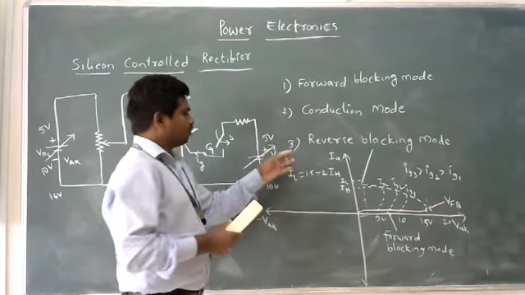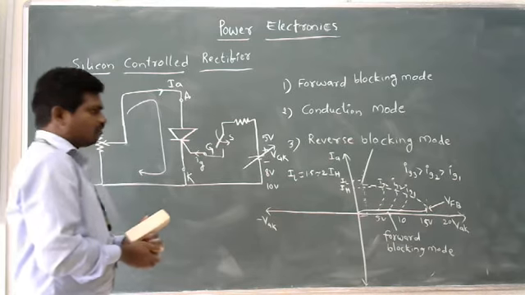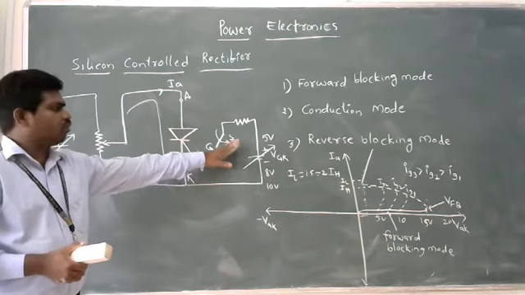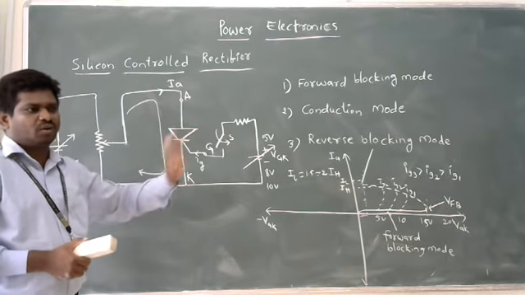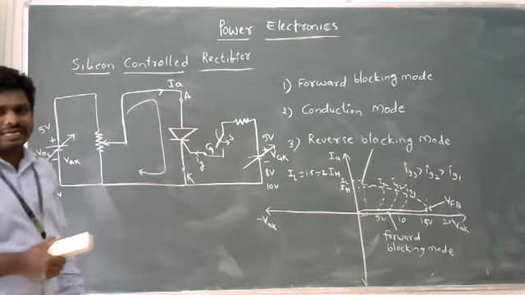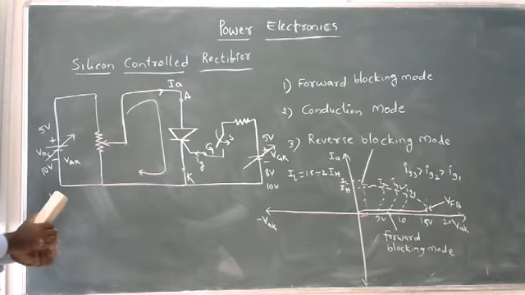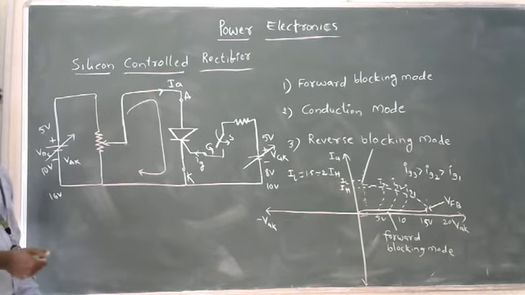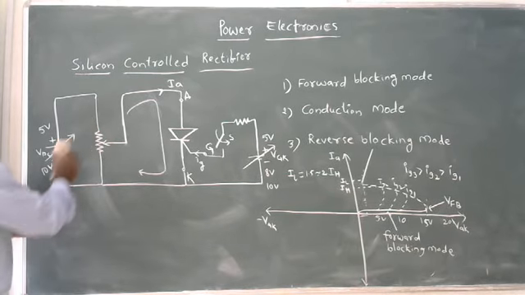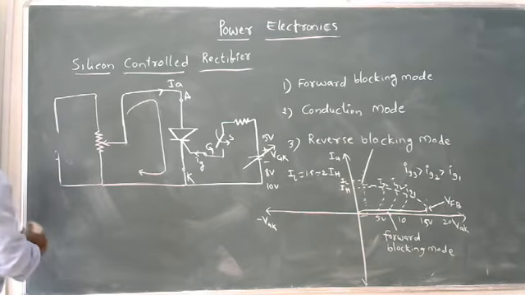Okay, we'll go for the reverse blocking mode of operation. Reverse blocking mode means we do not use any gate terminal here. We are simply opening the switch; we don't apply any voltage across the gate and cathode. We just apply voltage across the anode and cathode, but in reverse manner, meaning the battery terminals are interchanged, plus minus, minus plus. So what will happen? We'll see.